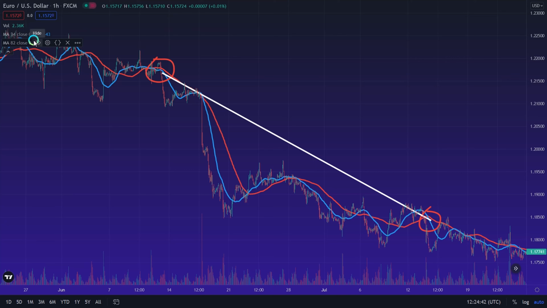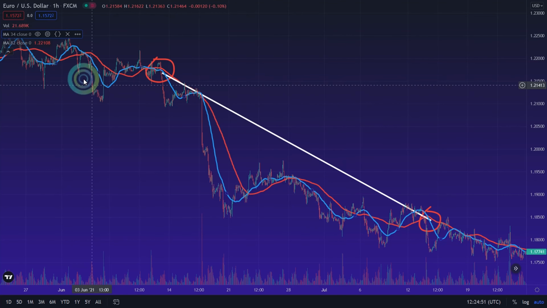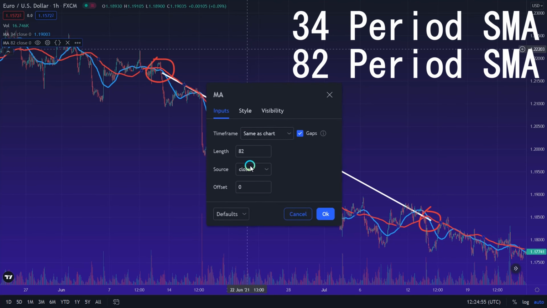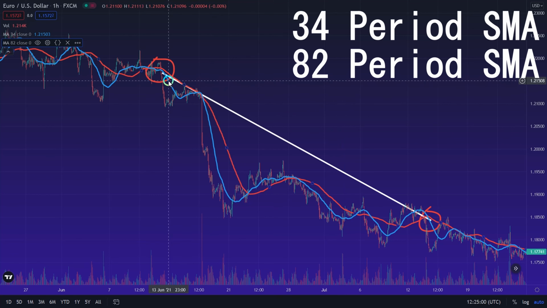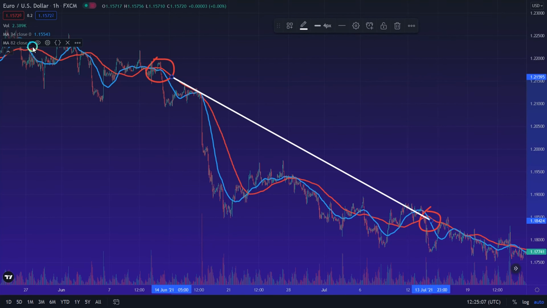The first is really simple. Basically, we have a 34 period simple moving average, and we have an 82 period simple moving average. It is the blue line on the chart. Second, we will need 2 other moving averages, but first I show you what the first condition is.